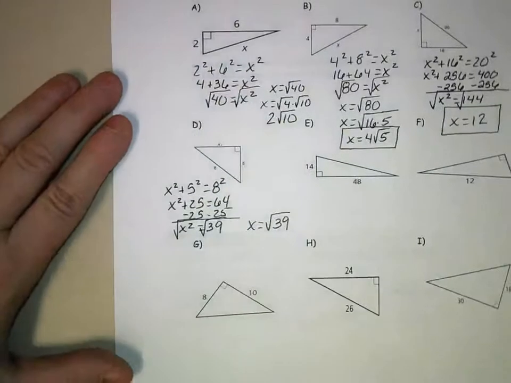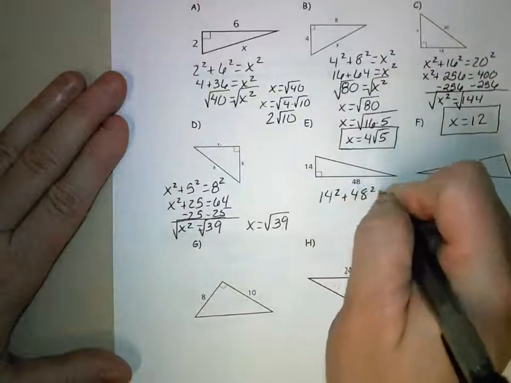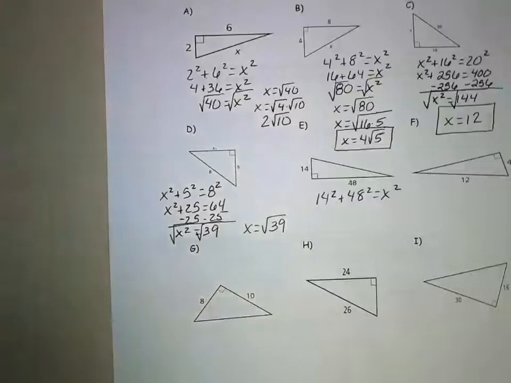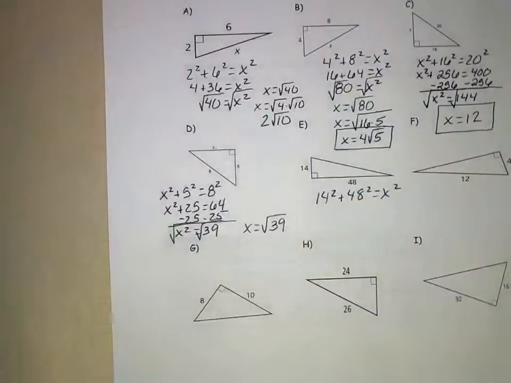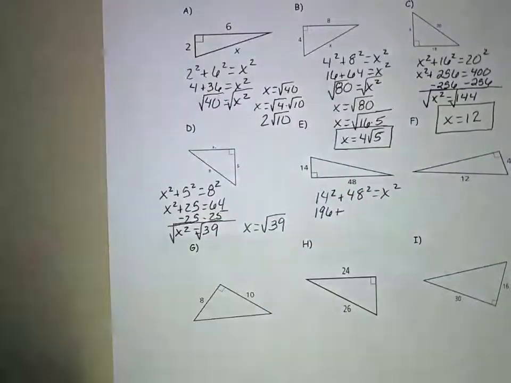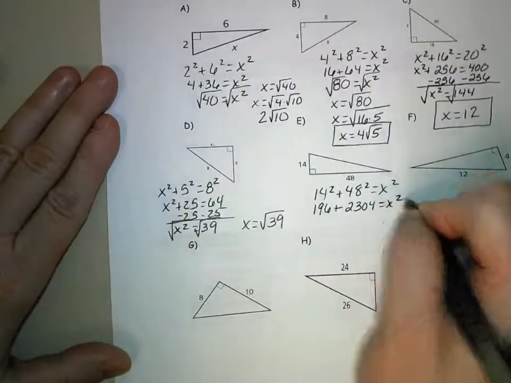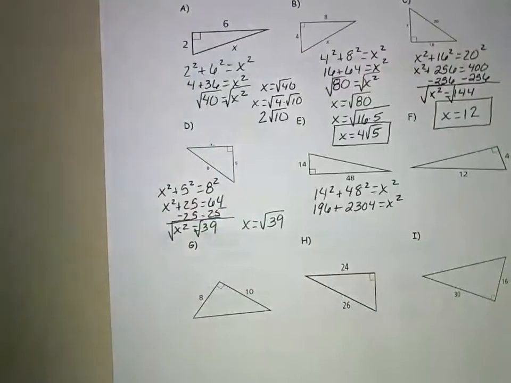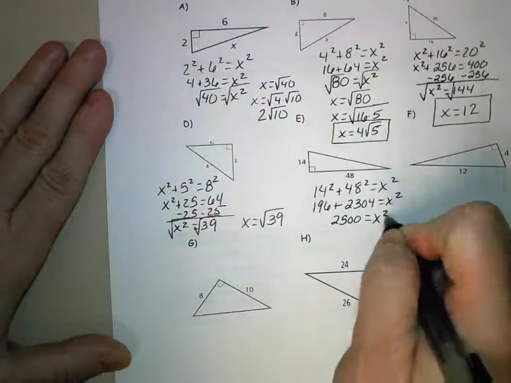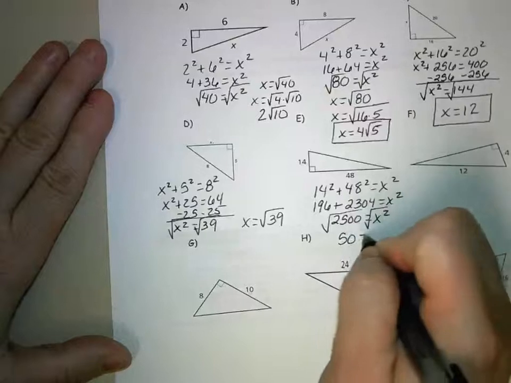Letter E, this time we know both of the legs again. 14 squared plus 48 squared equals x squared. So 14 squared is 196. 48 squared is 2,304. So that becomes 2,500 equals x squared. And when you square root both sides, x equals 50.